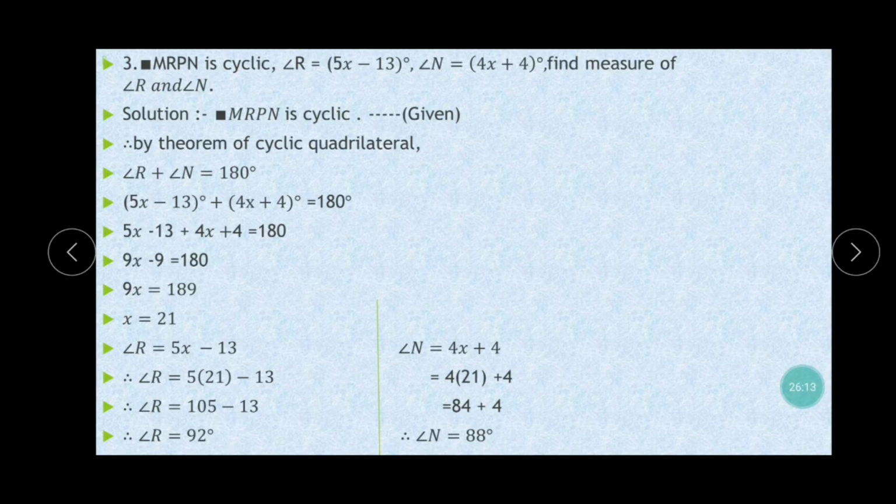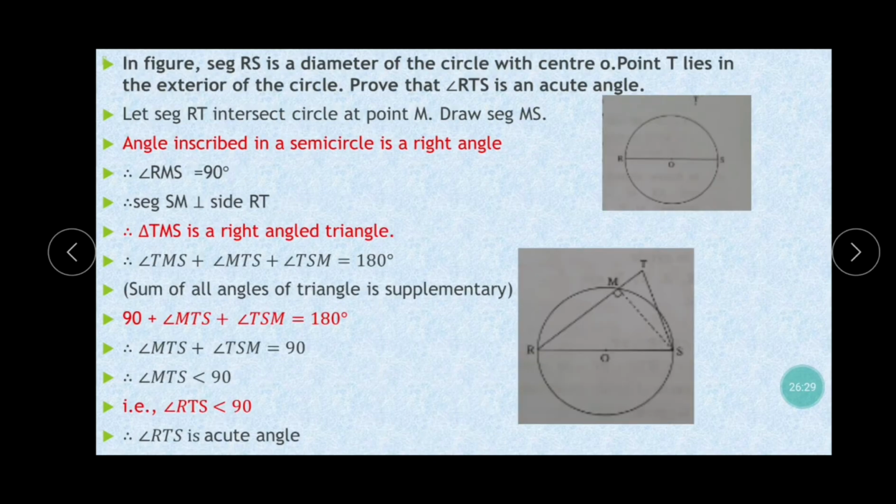Now you have to cross check whether the answer is correct or not. Add these two and find out whether it is coming as equal to 180. So 92 plus 88 is equal to 180. So our calculation, whatever we have done, is right.